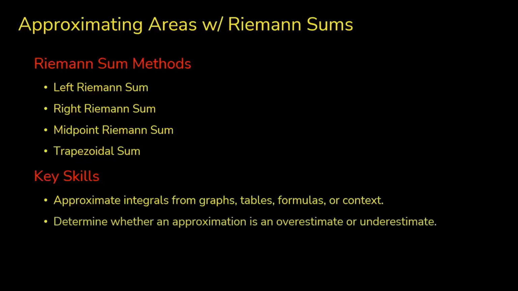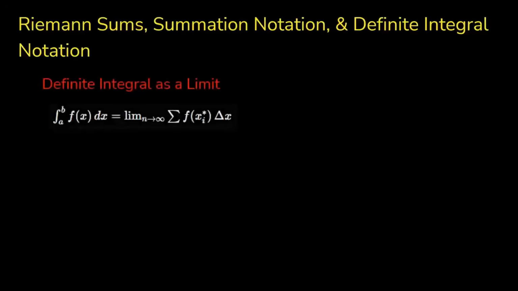You also need to determine whether an approximation is an overestimate or underestimate, which depends on whether a function is increasing, decreasing, or its concavity. Additionally, both uniform and non-uniform partitions are fair game on the AP Calc exam. A definite integral is defined as the limit of a Riemann sum. Now, you don't need to memorize this formula, but you do need to understand what it means.